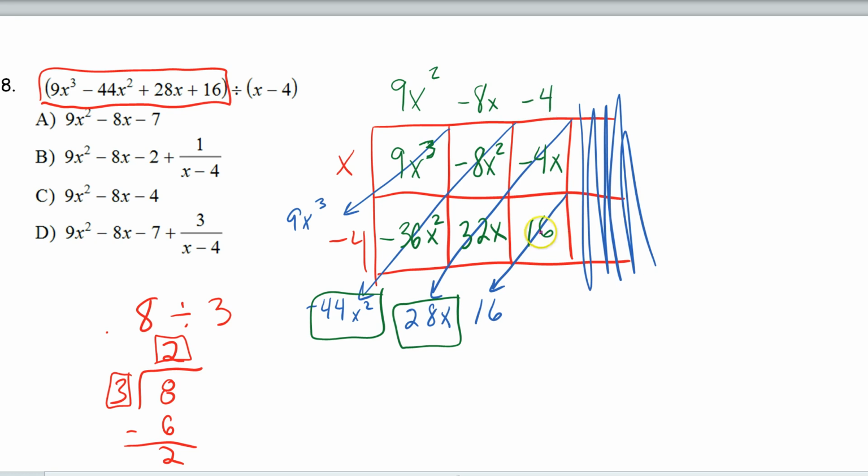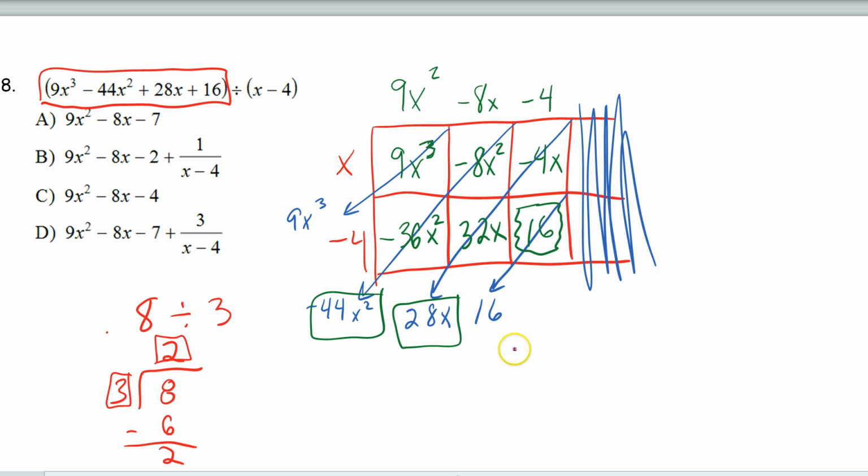And just to check my final rectangle down here, negative 4 times negative 4 would be a positive 16. And it works. If it was anything other than an exact match to get 16, that means I'm going to have a remainder. Okay, and we'd have to deal with that a little bit differently.